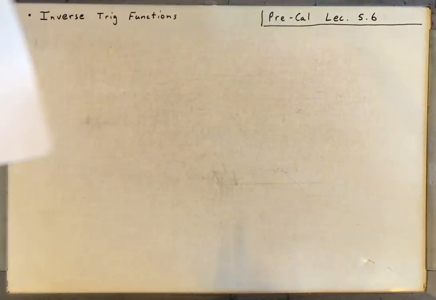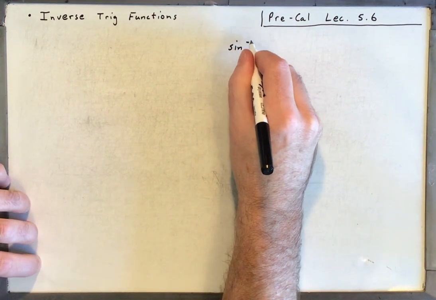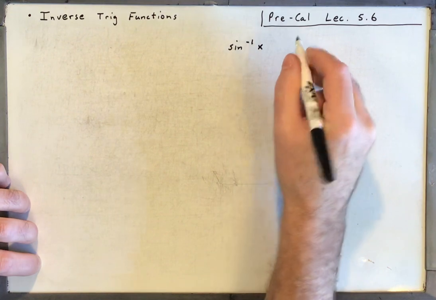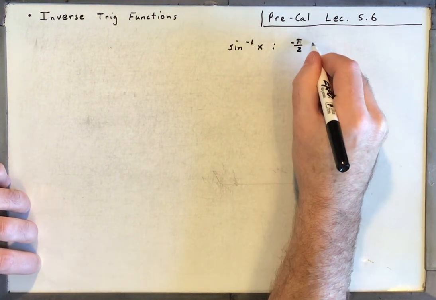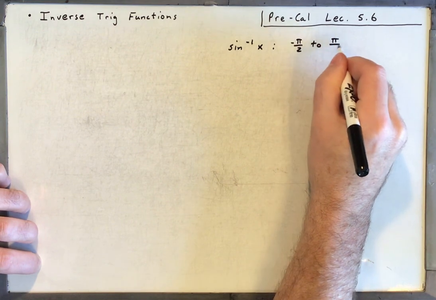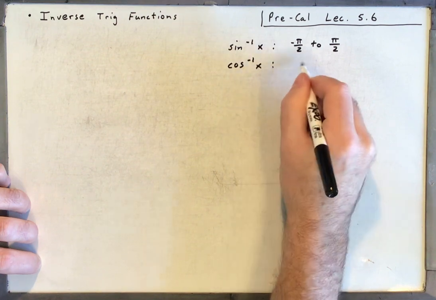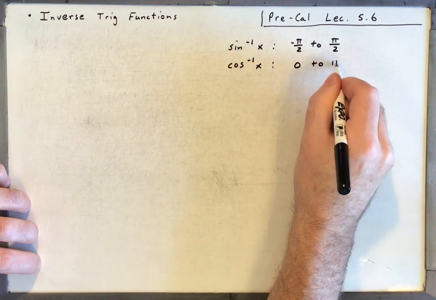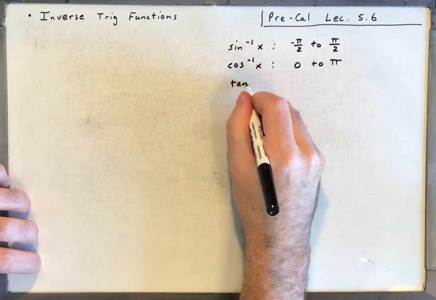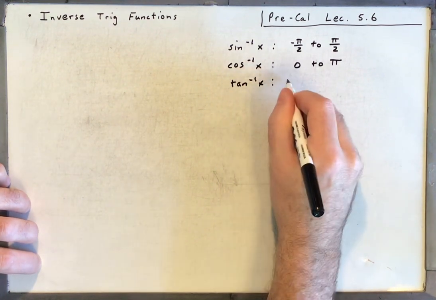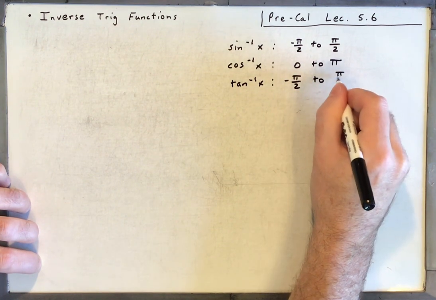So remember, we're going to write this up here again. For inverse sine, you have a restriction of negative pi over 2 to pi over 2. For inverse cosine, our restriction is 0 to pi. We can't report anything outside of those. And then for tangent, negative pi over 2 to pi over 2.